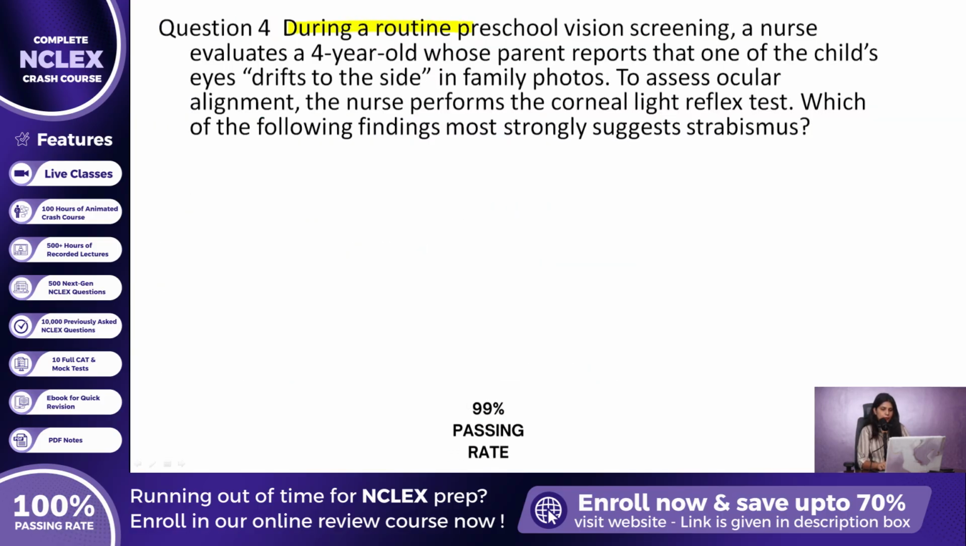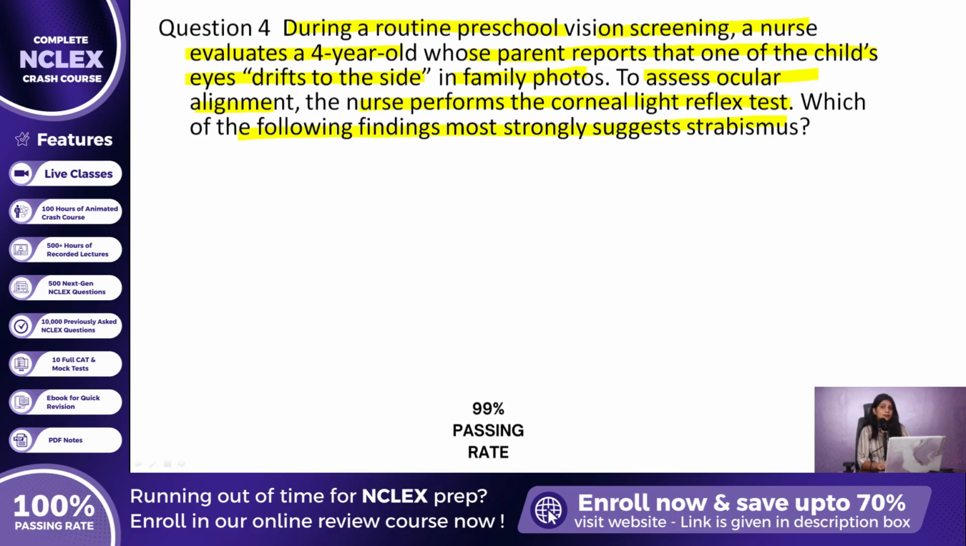During a routine preschool vision screening, a nurse evaluates a 4-year-old whose parent reports that one of the child's eyes drifts to the side in family photos. To assess ocular alignment, the nurse performs the corneal light reflex test. Which of the following findings most strongly suggests strabismus?